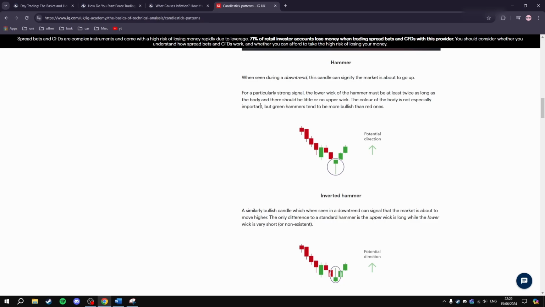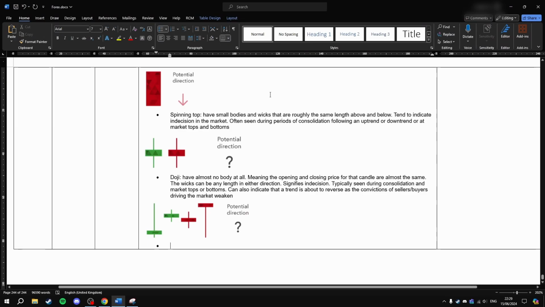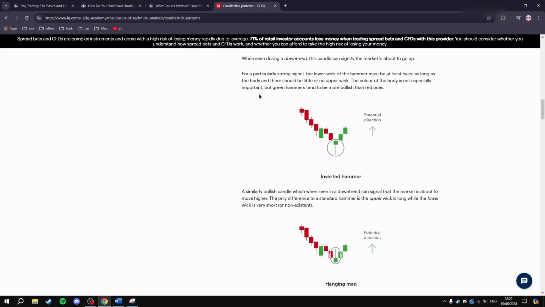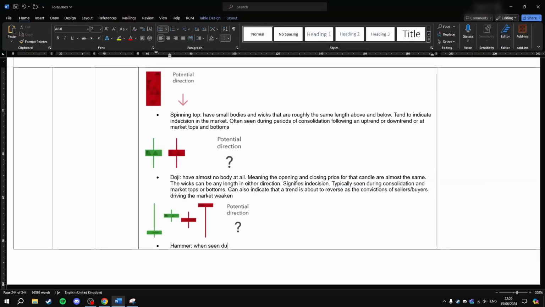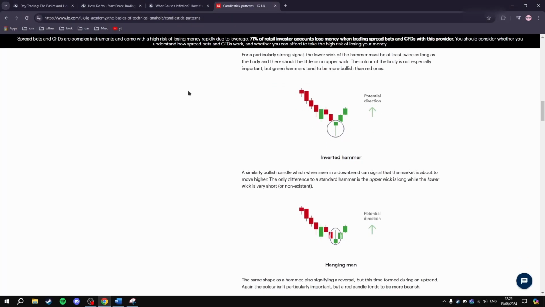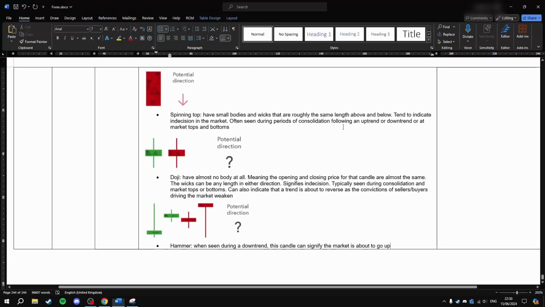Hammer. When seen during a downtrend, this candle can signify that the market is about to go up. So, reverse basically. For a particularly strong signal, the lower wick of the hammer must be at least twice as long as the body, and there should be little or no upper wick.